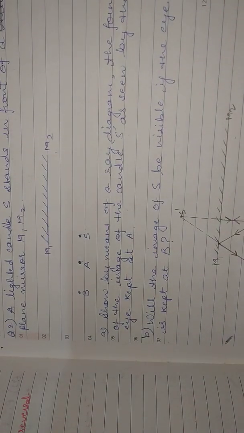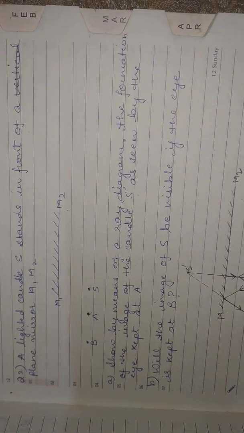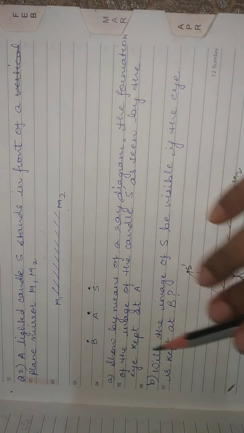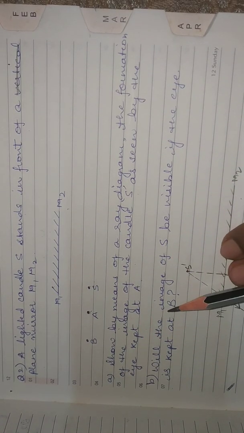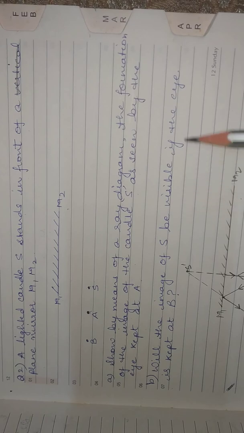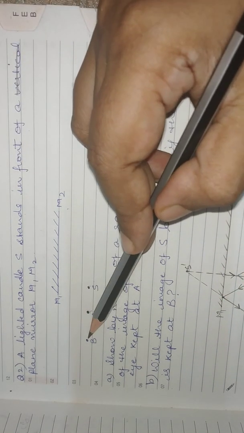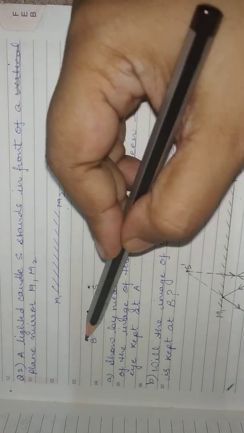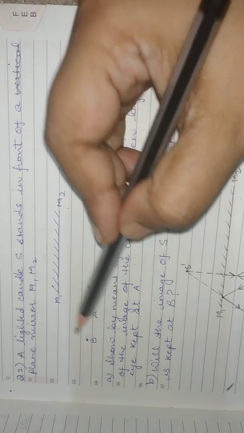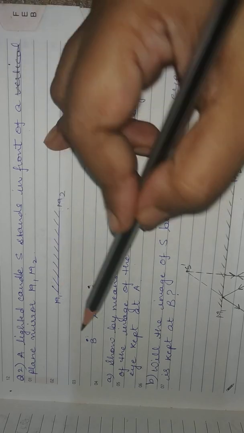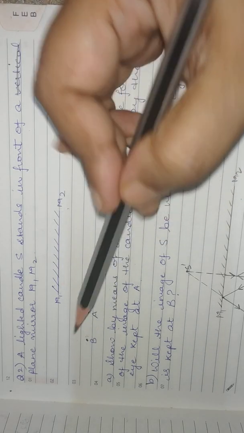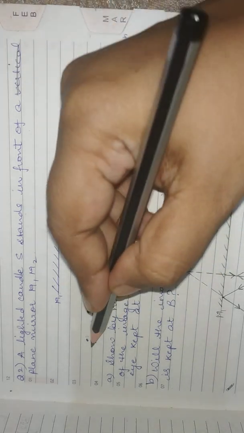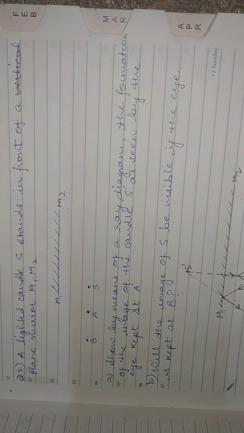There is one more part, and the question is, will the image of S be visible if the eye is kept at B? Now where is the eye B? B is far away from the mirror. So will it be able to see the image? Will it be able to see the image of the candle from position B? That means somewhere from here.